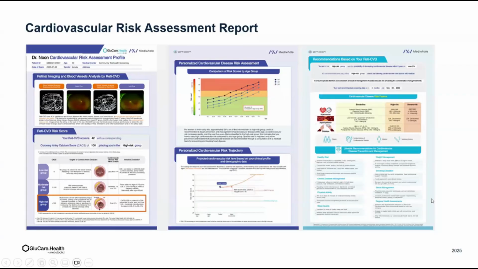So this is what the report looks like. Many of you are familiar with the report: some demographics of the patients, the retina CVD score, the prediction of the calcium score, and the risk of the patient. On the second page, we get access to the personalization for age and gender, and we have some useful information as well about how to keep your heart healthy and some general recommendations.